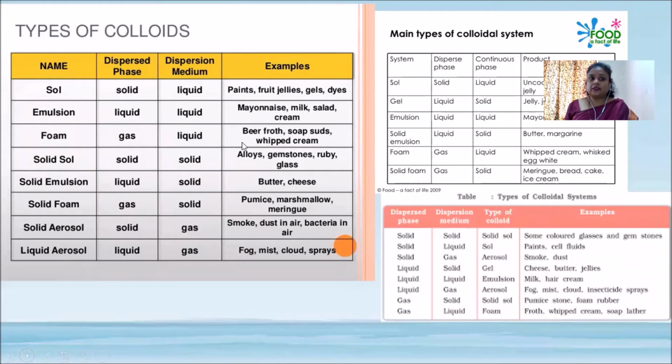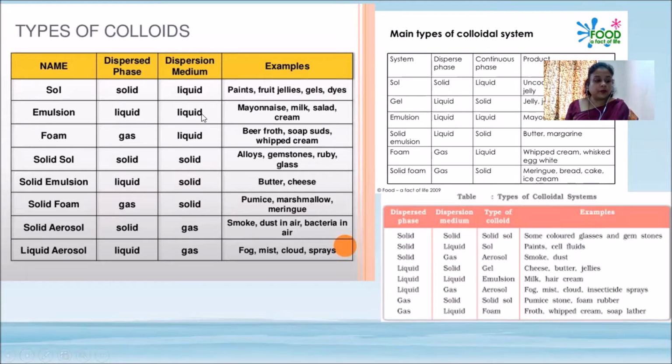Now, types of colloids. As you can see, when you're talking about these types of colloids, you have sols, emulsions, foams, solid sols, solid emulsions, solid foam, solid aerosol, liquid aerosol. You don't have so much in detail in your textbook, but generally giving you an example of solid in liquid, which we call sols. So take an example of solid and liquid. We are taking an example of paints, fruit jellies, gels, dyes, then undercooked products, etc.